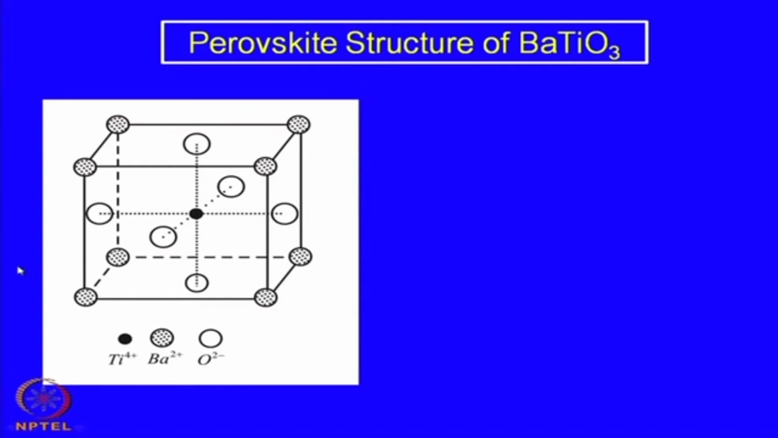Titanium is octahedrally coordinated with oxygen. The open circles are actually oxygen sitting in the cube faces. All 6 faces, the centers of the cube faces, are occupied by oxygen. Titanium is at the center of the cube, and the corners are occupied by barium. So, barium and oxygen together form a close packed cubic structure, and titanium occupies only a part of the tetrahedral sites. So, that is the basic description of the barium titanate perovskite structure.